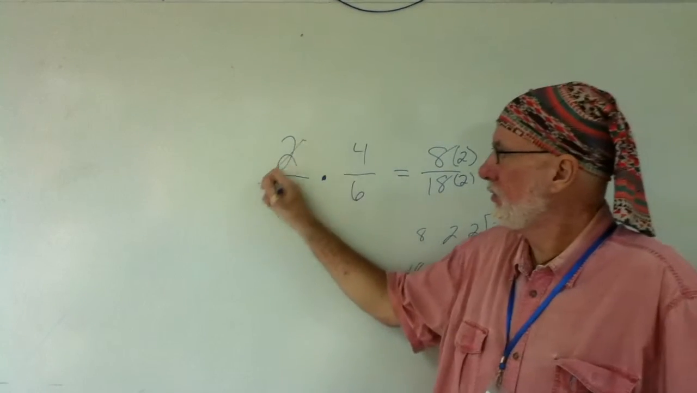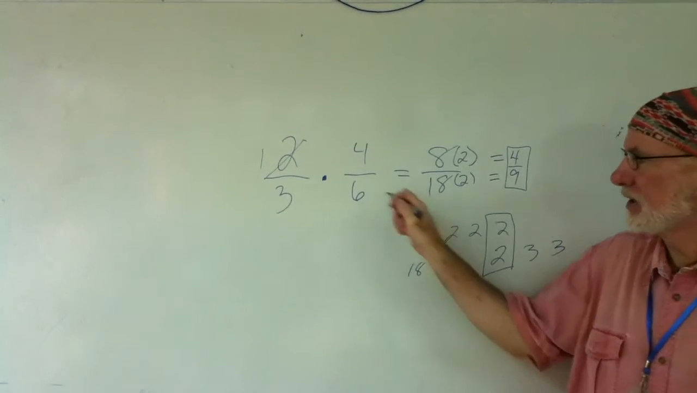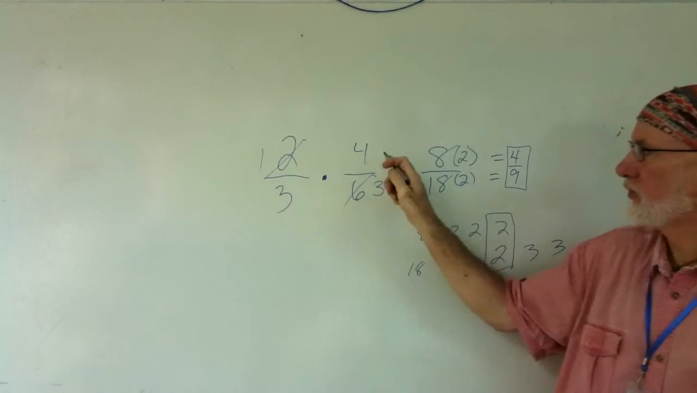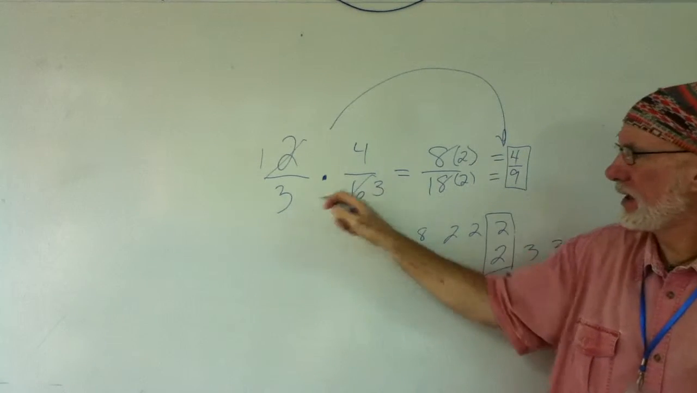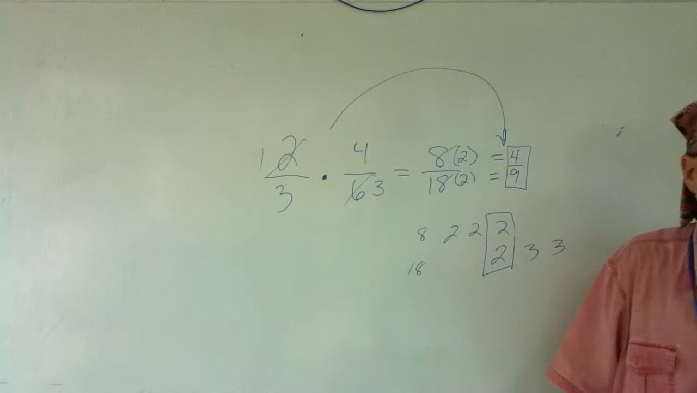2 divided by 2 is 1. 6 divided by 2 is 3. So 1 times 4 is 4, and 3 times 3 is 9. What else could I have done? Anything else? Is that it?